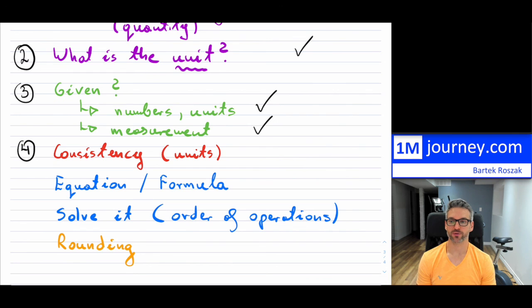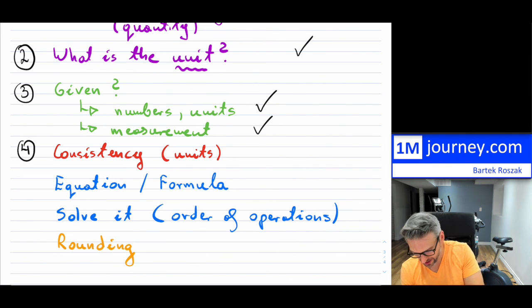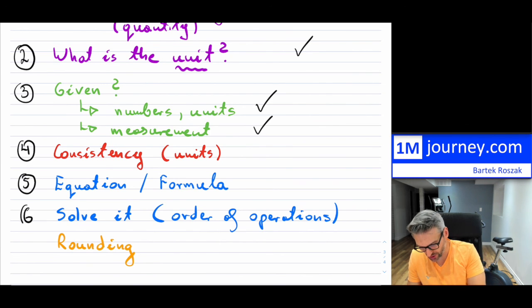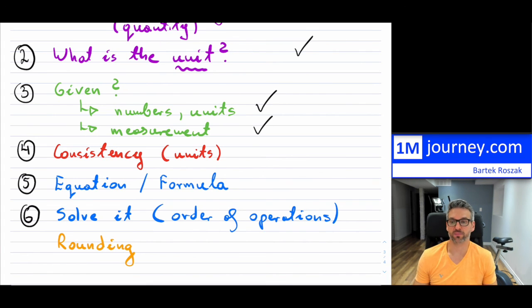All right. And if you want more, you're going to be able to click on that link that I pointed out. Now, after I check my consistencies, only then do I try to see, are there some formulas or equations that I can create in order to set up my actual solution. And once I do that, then I try to solve it. And typically solving just means, do you remember your order of operations in some way?